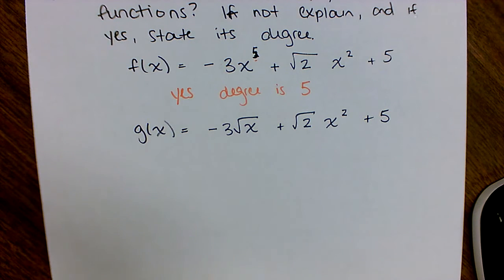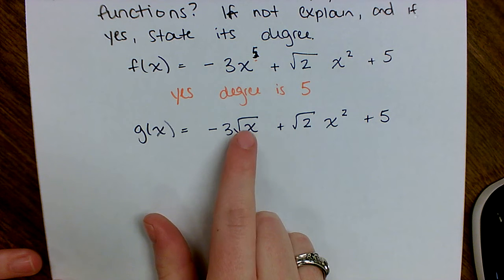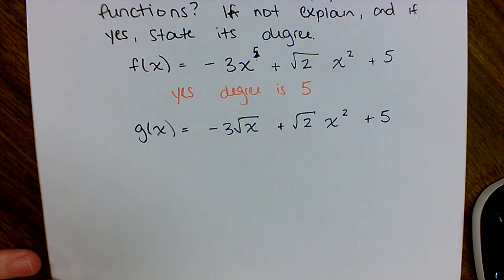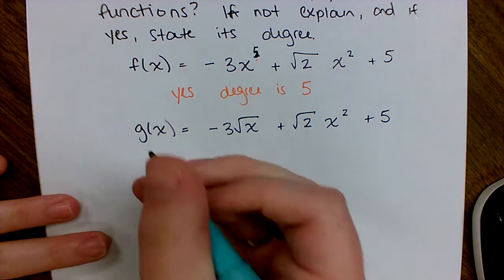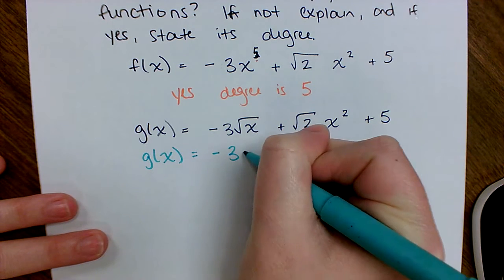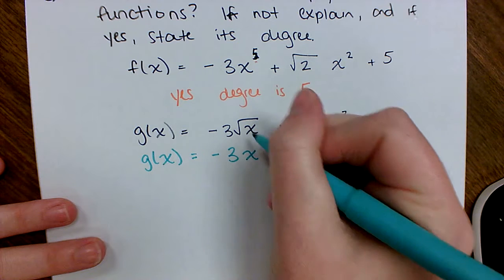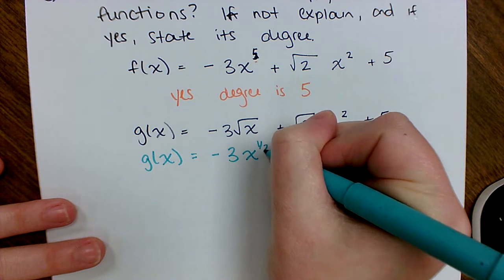Okay, this one, is it a polynomial function? Well, to look at this one, we have a little weird thing going on with the square root of x. Square root of x is a little bit weird because it's not an exponent. But there is a way, if you remember, to rewrite a square root as an exponent. What exponent corresponds to a square root? A square root can also be thought of as an exponent of 1/2. So square root of x is the same as x to the 1/2.